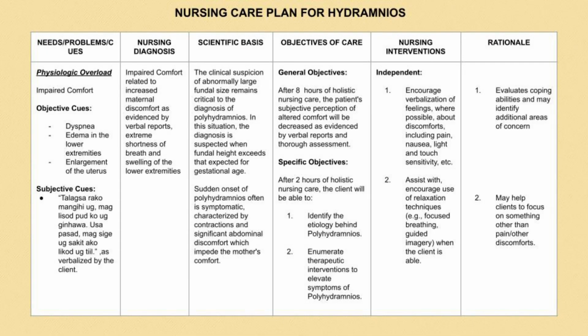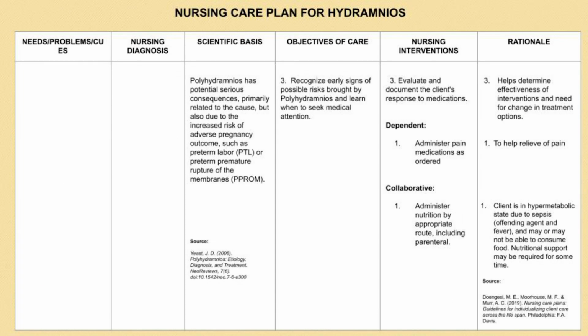Objectives of care. For the general objectives, after 8 hours of holistic nursing care, the patient's subjective perception of altered comfort will be decreased as evidenced by verbal reports and thorough assessment. For the specific objectives, after 2 hours of holistic nursing care, the client will be able to identify the etiology behind polyhydramnios and enumerate therapeutic interventions to alleviate symptoms of polyhydramnios, and lastly, recognize the early signs of possible risk brought by polyhydramnios and learn when to seek medical attention.